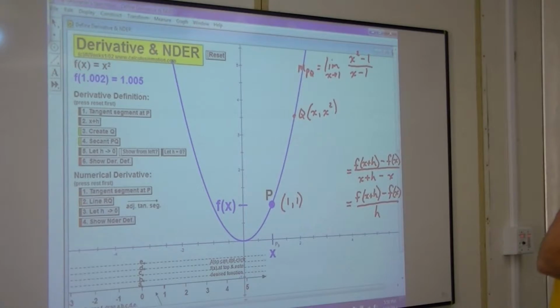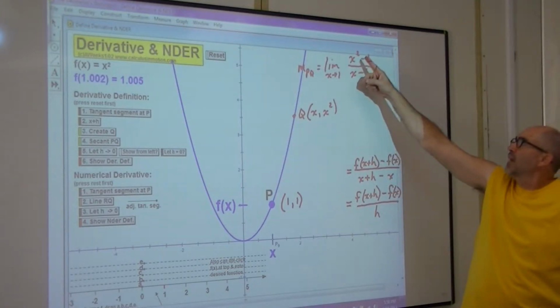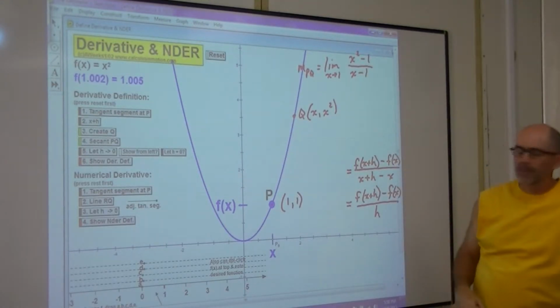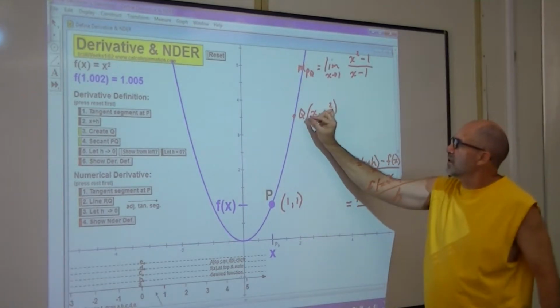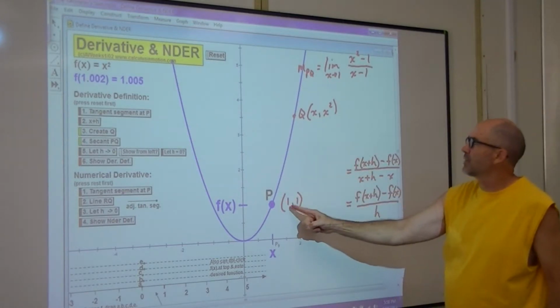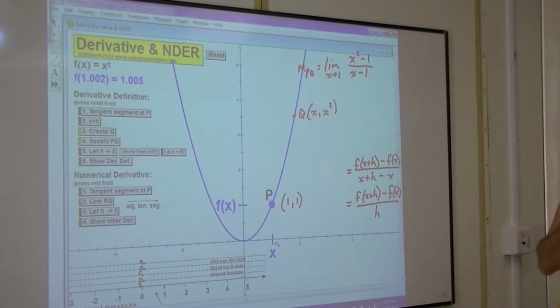Notice on page 88, you have a table in the blue. So when x is 2, then your slope is 3. And that's what we just did before. If x is 2, then I've got 4 minus 1 over 2 minus 1, which equals 3. Now, what we're going to do is we're going to slide Q closer to P, which means we're sliding x closer and closer to 1. So we started with x equal 2, but we want to move that closer to 1. So we're going to make it 1.5.